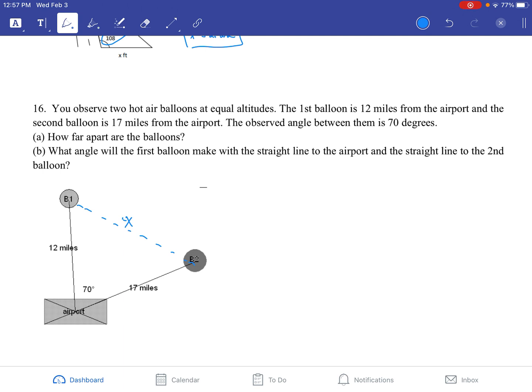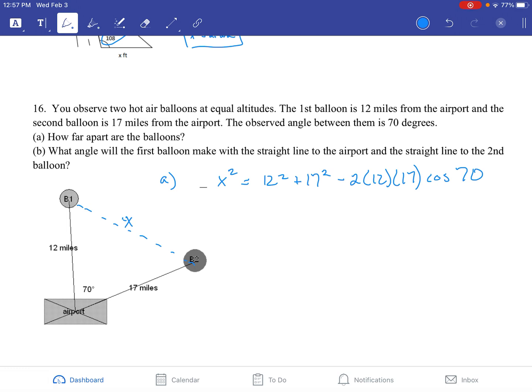Well, we don't have a corresponding pair of sides and angles, and we have a side-angle-side triangle, so that means we're going to use the law of cosines. So for A, this is what we're going to do. x squared is equal to 12 squared plus 17 squared minus 2 times 12 times 17 times the cosine of 70. So there's the setup for the distance.